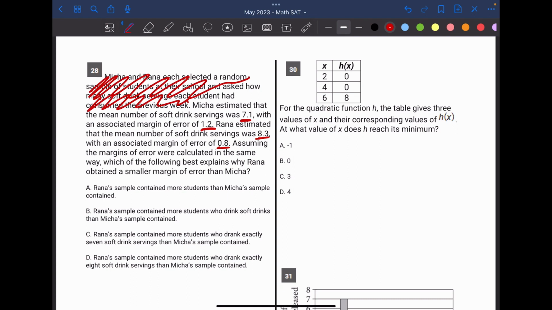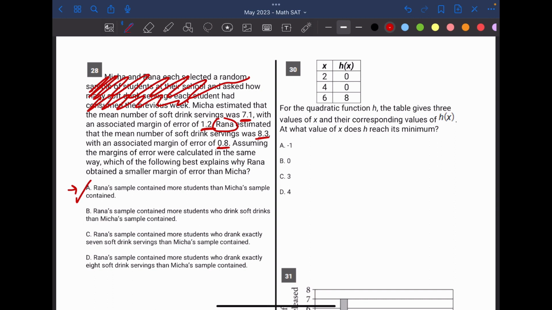What we have to know is that when you are looking at a survey or a test, if you survey more people, you're going to have a lower margin of error. That's obvious because you have a more accurate sample. You have more people, so it represents a bigger and wider sample of people. So all we know right now is that we had more people in Rana's test. That's all we know for now. The first one says, Rana's sample contained more students. Like we said, this is correct, but let's check all the other solutions just to make sure.